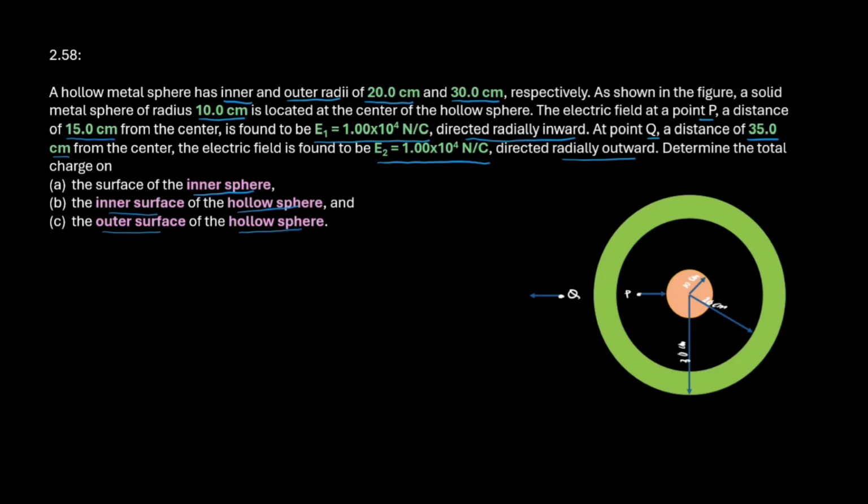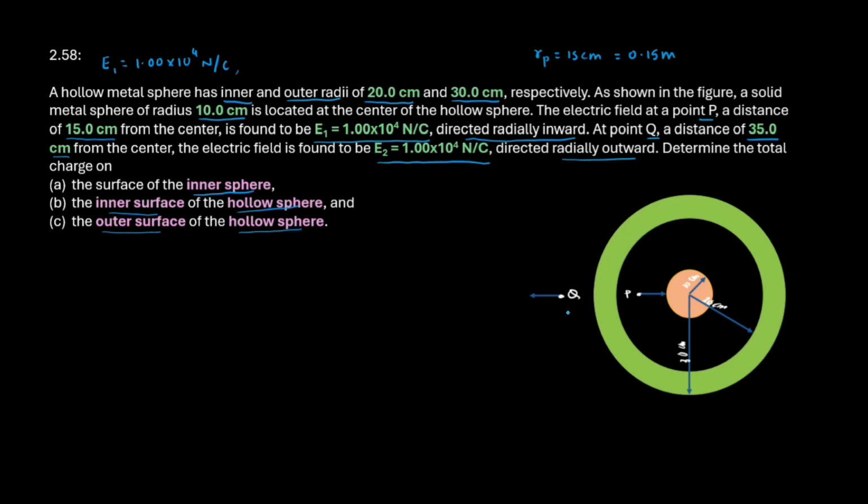So here in this question, you have a hollow sphere which has an inner radius of 20 cm and outer radius of 30 cm. And at the center of the hollow sphere, there is a solid metal sphere which has a radius of 10 cm. At point P, you have electric field E1 that is equal to 1 times 10 to the power 4 Newton per coulomb. The distance of point P, which we will write as RP, is 15 centimeter from the center, which is also equal to 0.15 meter.